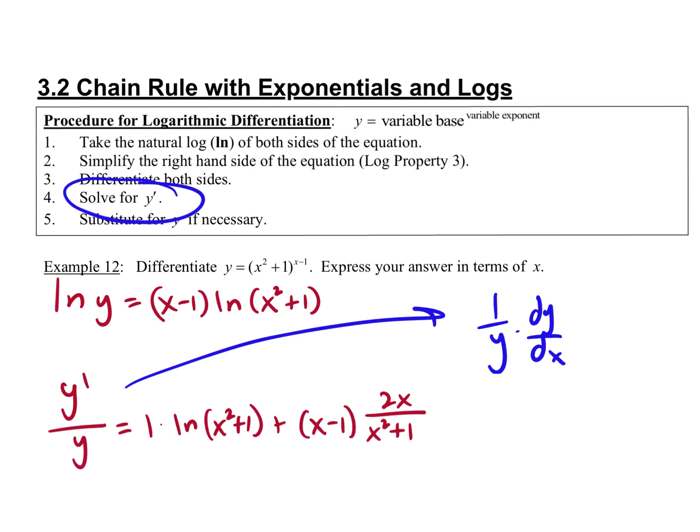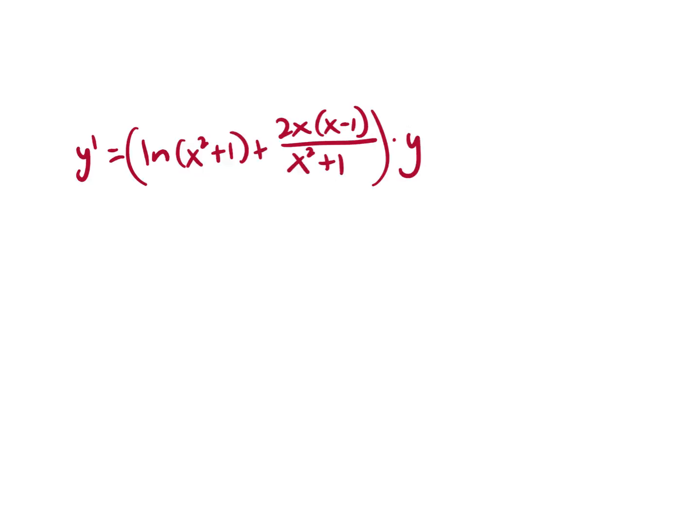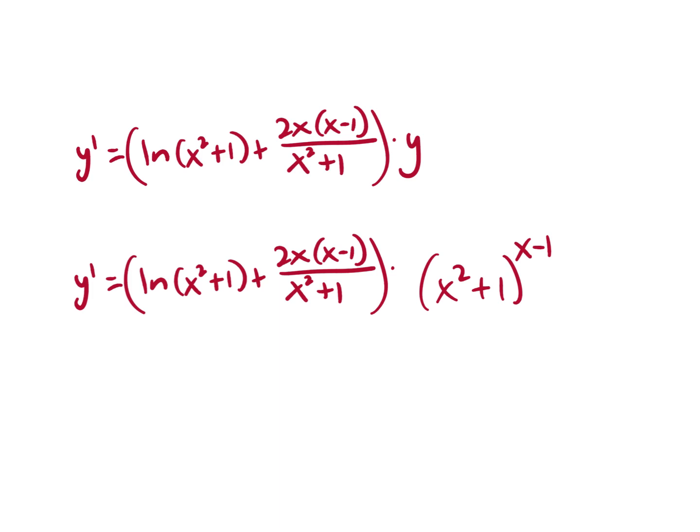Okay, no. What I did now is I get y prime by itself. So I'm gonna multiply both sides by y. So this is where I'm at. I'm getting y prime by itself. And the directions give us the answer in terms of x. Well, this is where I have to substitute in for y. We already know what y is. They told us it was x squared plus 1 to the x minus 1. So that's where I substitute that back in, because this is the original y, and this y equaled that. And so that's where you substitute that.